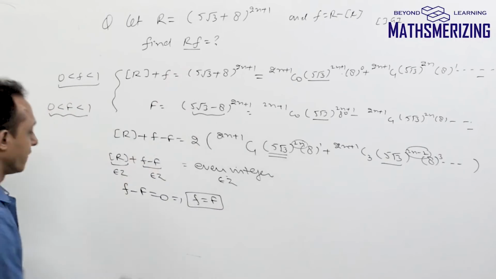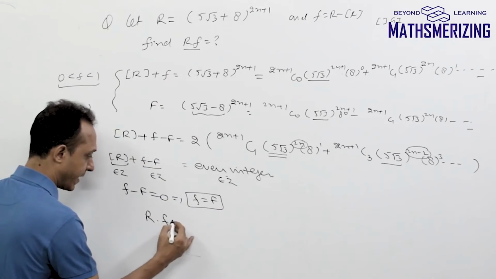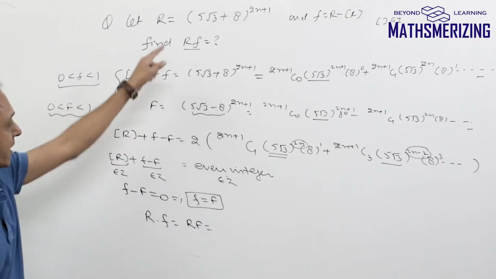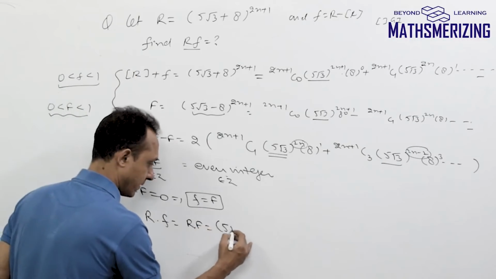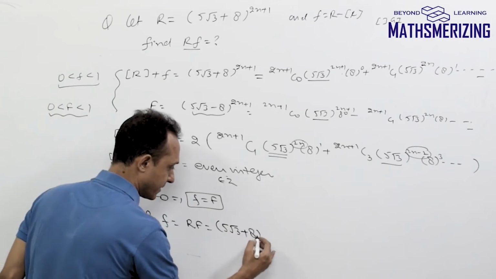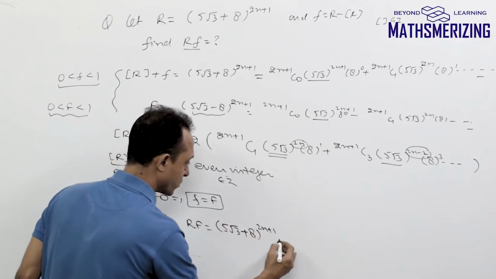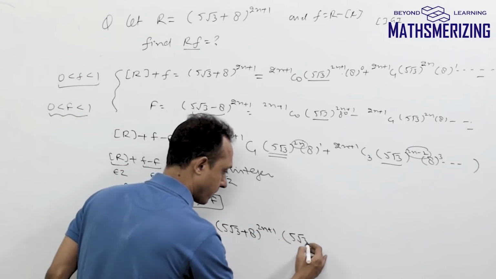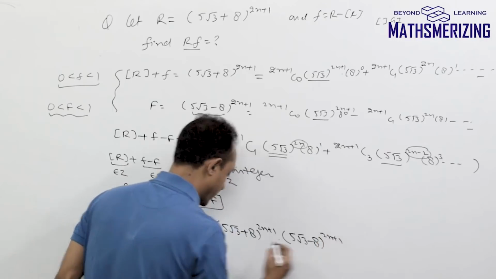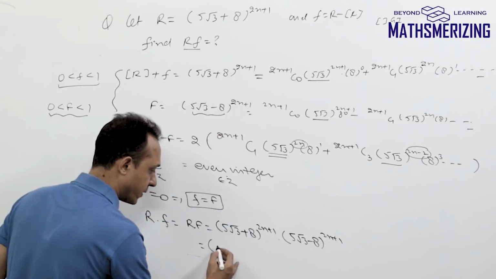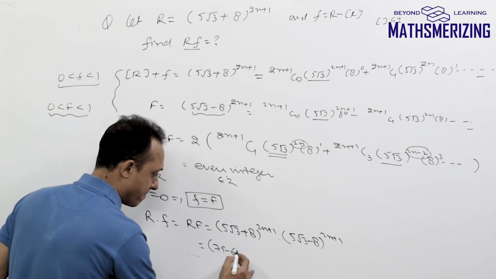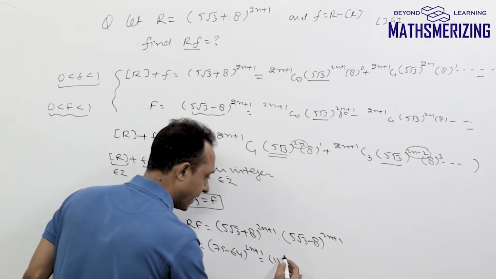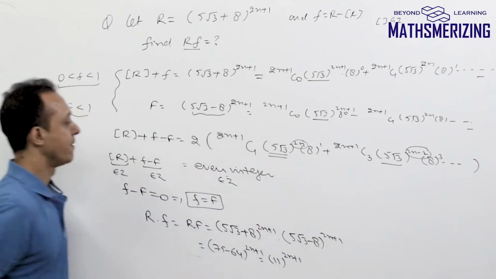Now I need to find the value of R into f. Now small f is the same as capital F. So there will be R into capital F. Now the value of R is (5 root 3 plus 8) to the power 2n plus 1, and capital F is (5 root 3 minus 8) to the power 2n plus 1. So there will be (5 root 3) whole squared, so that should be (75 minus 64) to the power 2n plus 1. So the answer to this question will be 11 to the power 2n plus 1.